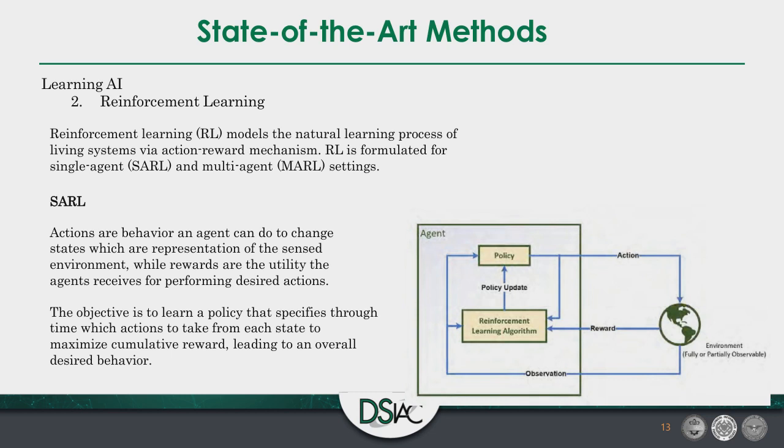But they are essentially formulated in single agent or multi-agent settings. In SARL, or single agent reinforcement learning, there are actions that the agent can do to change the state, which is a representation of the sensed environment. And the rewards are the utility the agent receives for performing desired actions. The objective is to learn the policy that specifies through time which actions to take from each state to maximize cumulative reward, leading to overall desired behavior.